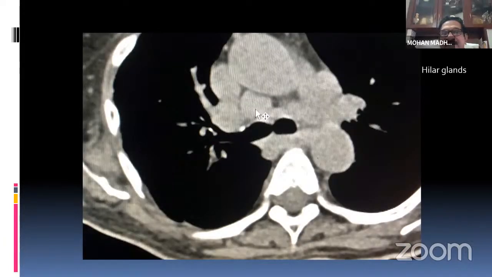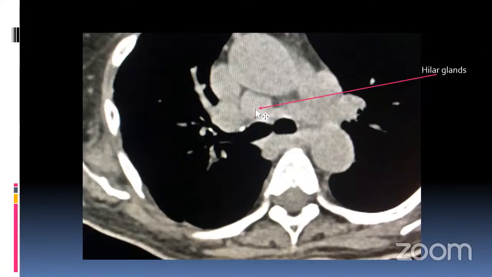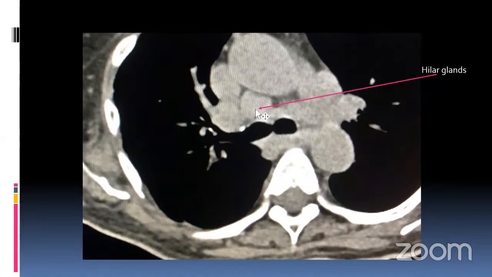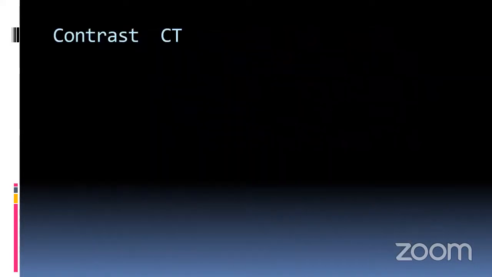I think the ACE level in sarcoidosis never helps. It's always normal. No, here it was double, just increased, elevated. The ACE was elevated. Yeah, double the value. Okay.